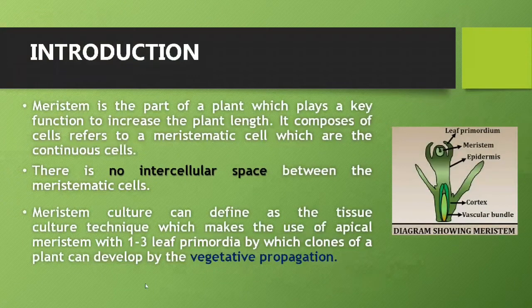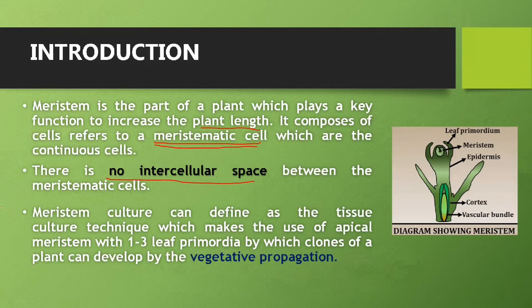So what is a meristem? Meristem is a part of the plant which plays a key function in increasing the plant length. It refers to the meristematic cells. A meristem is a group of cells termed meristematic cells, and these cells function to increase the plant length because they are actively, continuously dividing cells. There is no intercellular space between the meristematic cells.